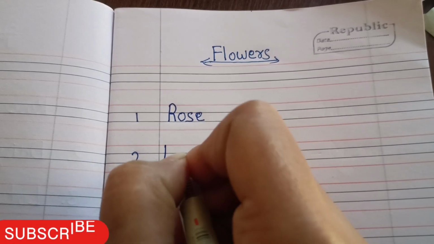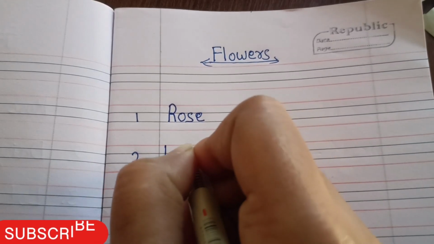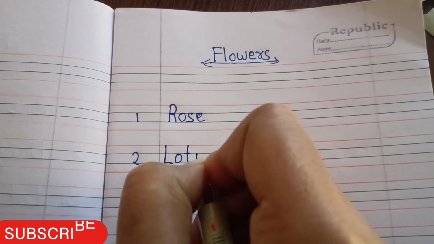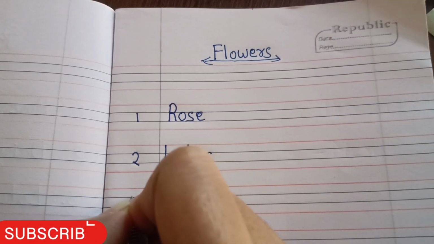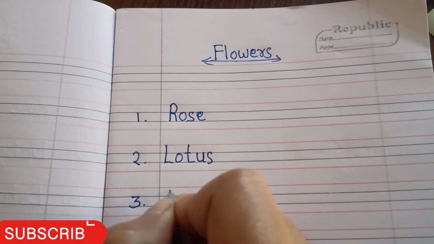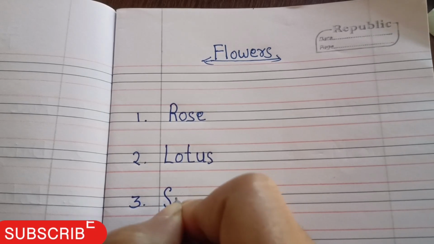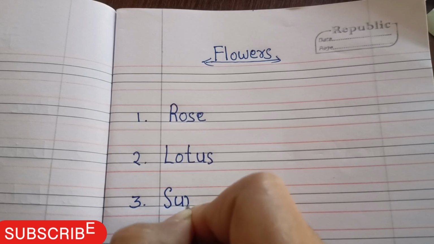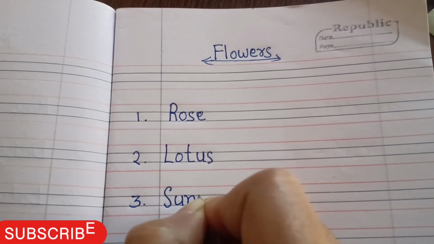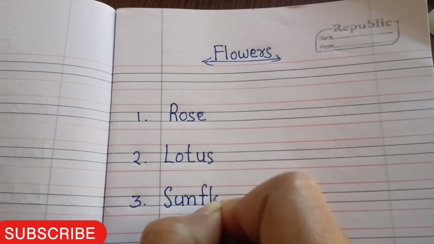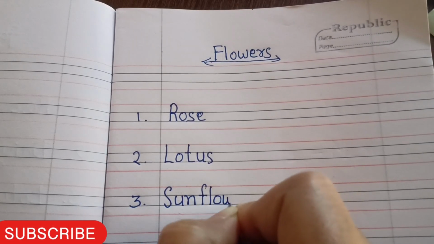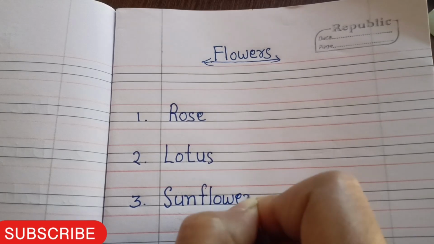Second is lotus. L-O-T-U-S, lotus. Third is sunflower. S-U-N-F-L-O-W-E-R, sunflower.